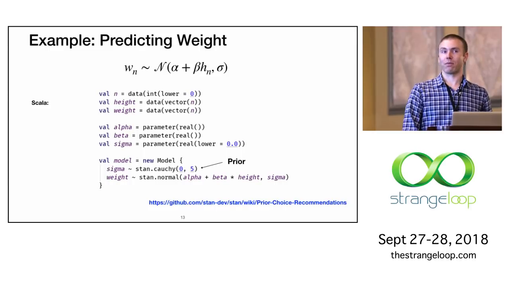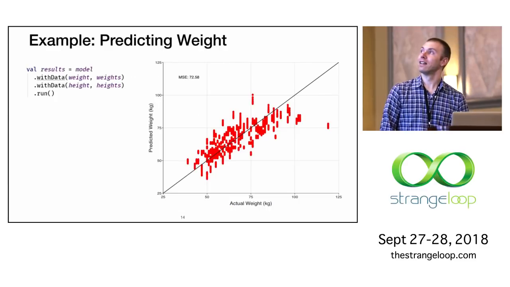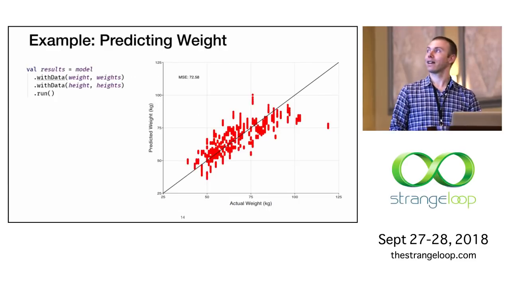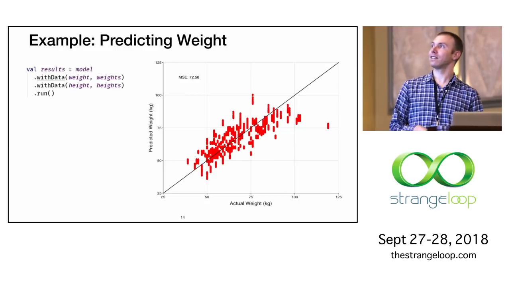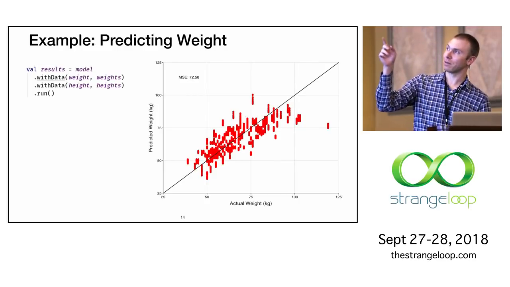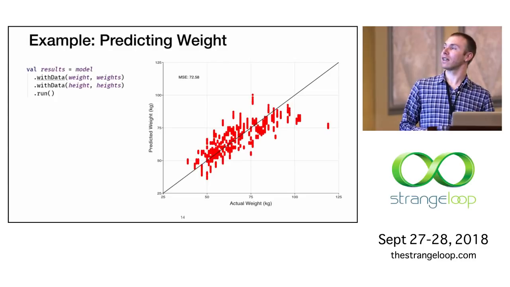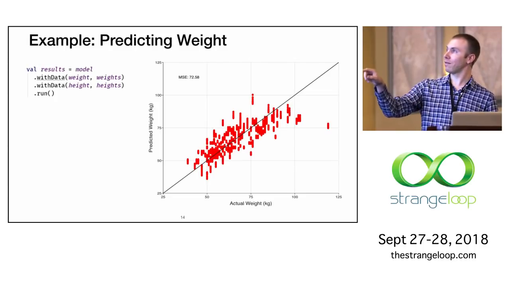You could run this without the prior, but it'd be less efficient. So it's kind of useful to have a prior. So anyway, we run this program, and we get these results. We're just saying that we want to substitute our data that we're given, and then run our Stan program, and then we get these results.